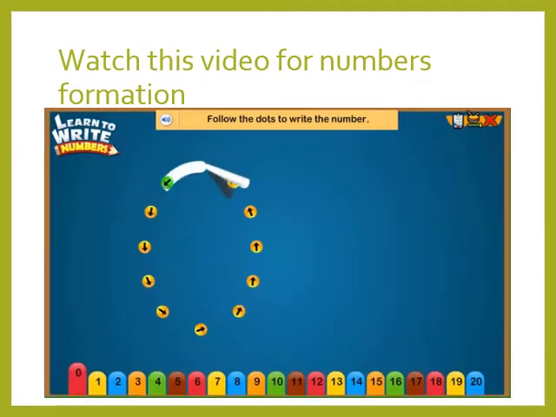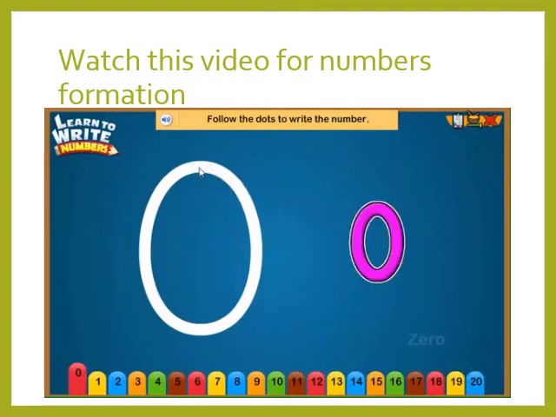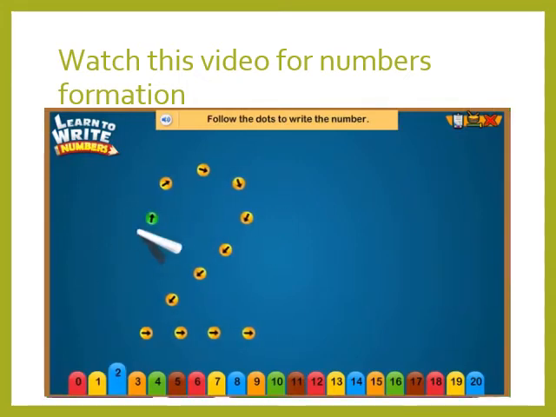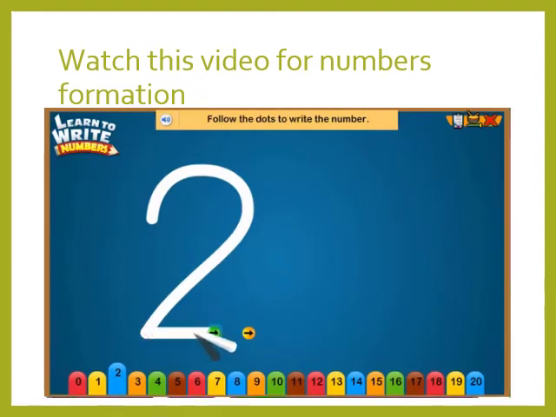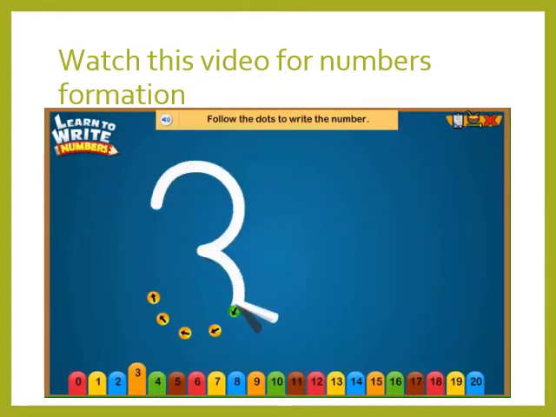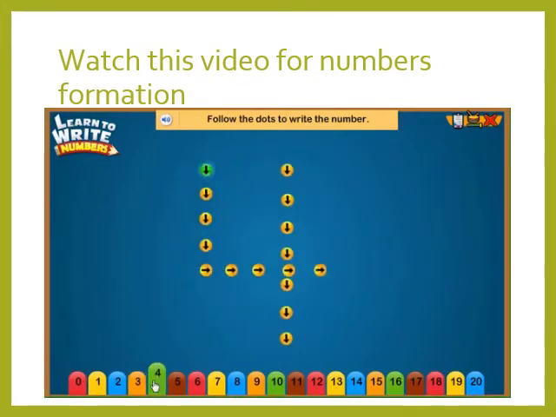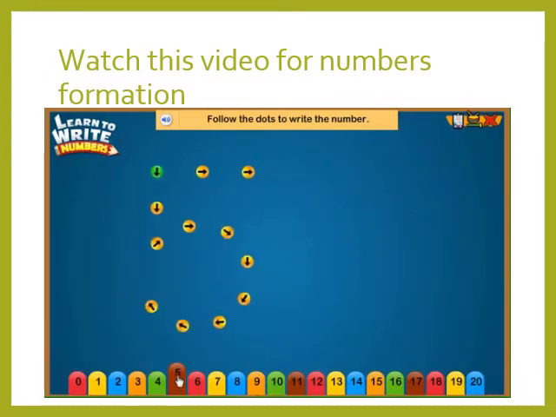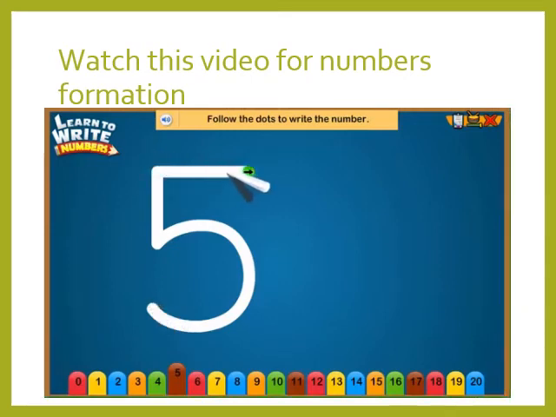To write the number 0. 0. 1. 1 elephant. 2. 2 dogs. 3. 3 pandas. 4. 4 zebras. 5. 5 birds.